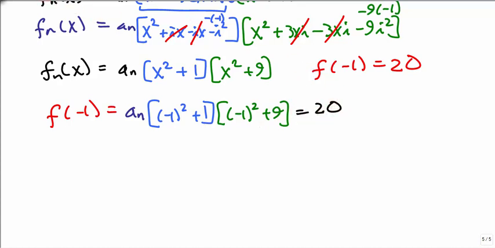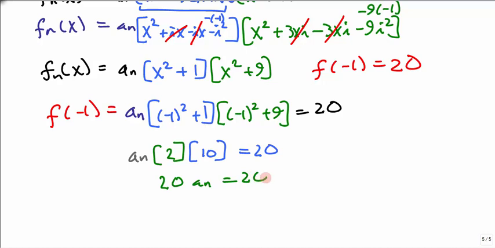So let's see what we have here. So I have my a sub n out front. Negative 1 times negative 1 is 1. 1 plus 1 is 2. Negative 1 times negative 1 is 1. 1 plus 9 is 10. Equals 20. So over here on this side, 2 times 10 is 20. So I get 20 times a sub n equals 20. Divide both sides through by 20 to solve, and I get a sub n equal 1.